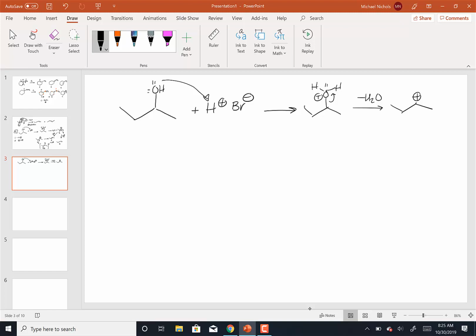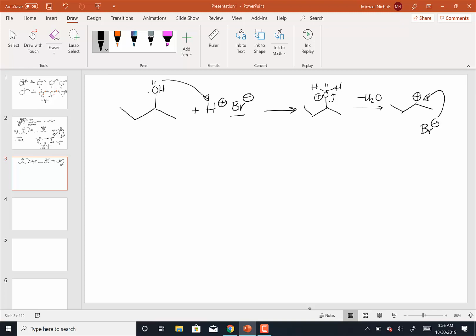But in this, what we're going to say is, once you protonate the oxygen and you make the water molecule, if that water molecule can leave and leave a stable carbocation, it will do that. And so that's what it does. But now the problem is that my conjugate base of HBr is Br minus. So what's the Br minus going to do?